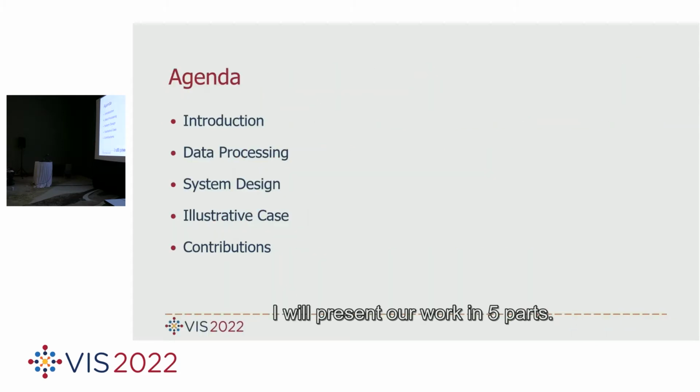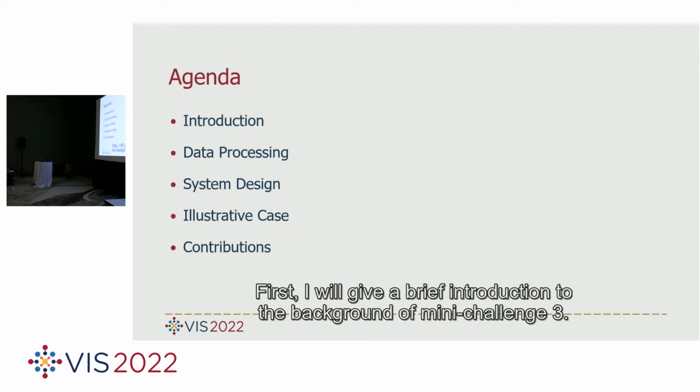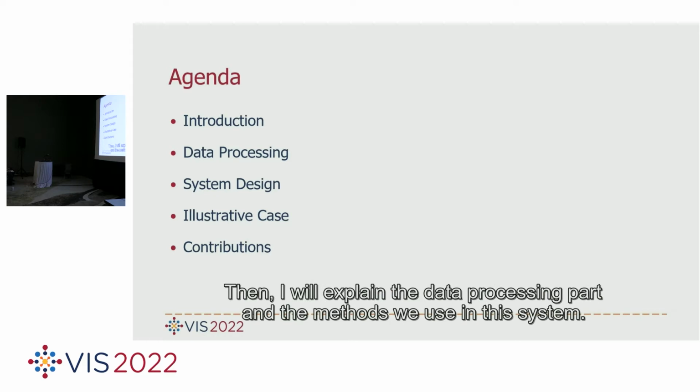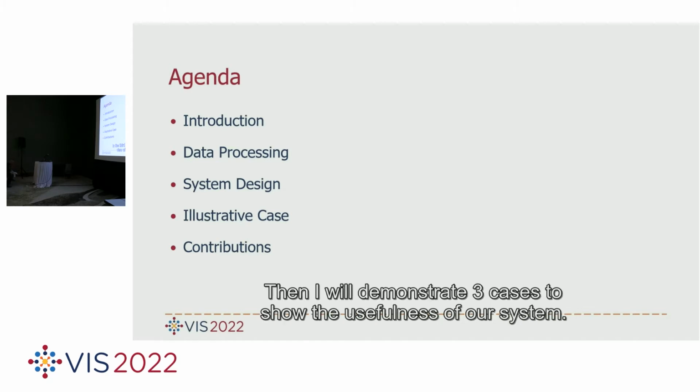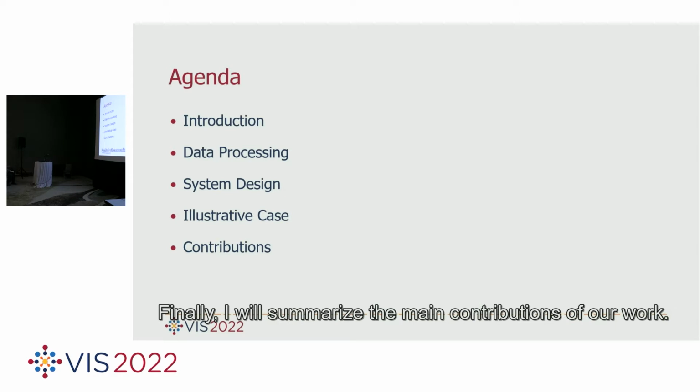I will present our work in 5 parts. First, I will give a brief introduction to the background of Mini Challenge 3. Then, I will explain the data processing part and the methods we use in this system. In the third part, I will describe each view of the system in detail. Then I will demonstrate 3 cases to show the usefulness of our system. Finally, I will summarize the main contributions of our work.